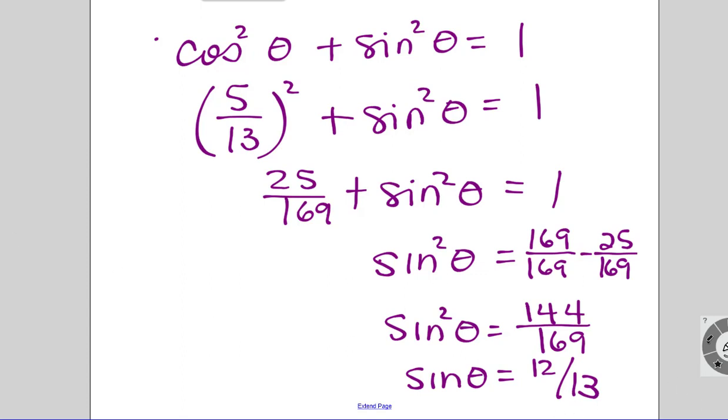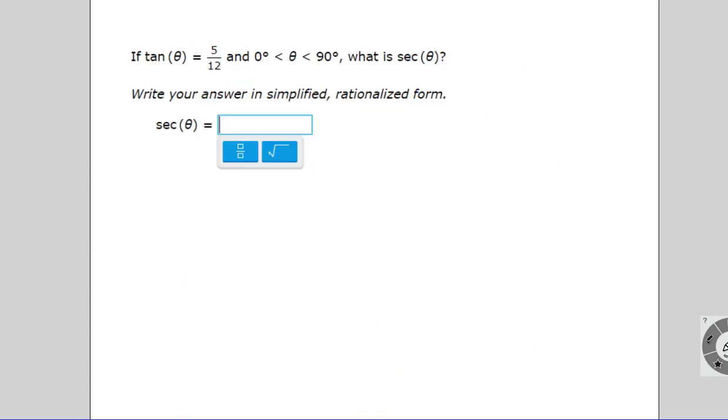Okay, let's try another one. Okay, we got tangent theta is equal to 5/12, and again, theta is between 0 and 90 degrees. They want us to figure out what secant is. Which equation ties together tangent and secant? Yes? 1 plus tangent squared theta equals secant squared theta. Very good. That's one of our Pythagorean identities.